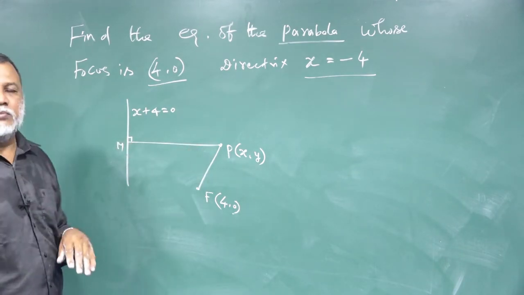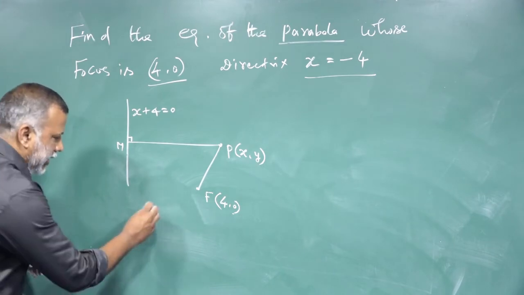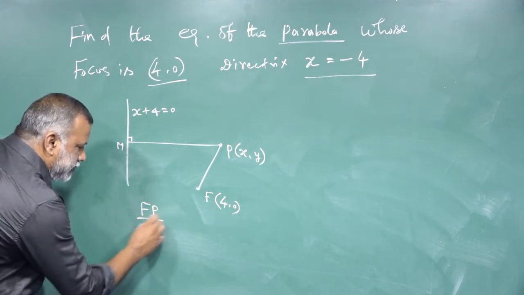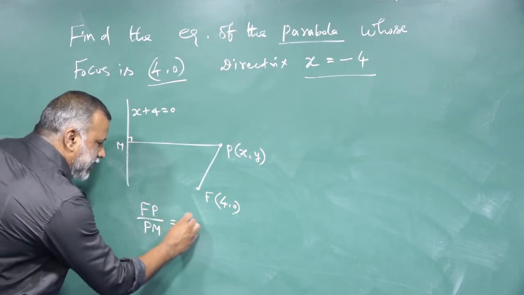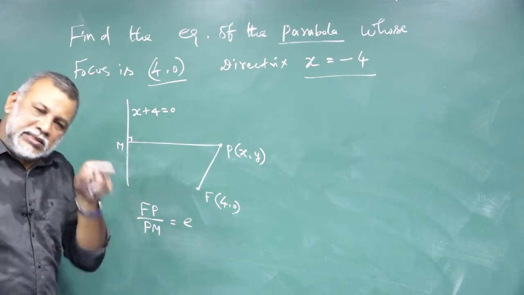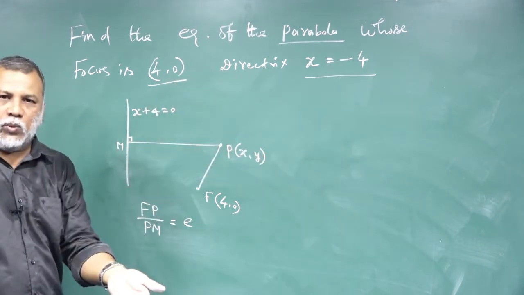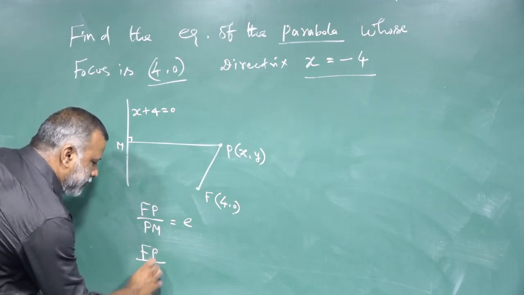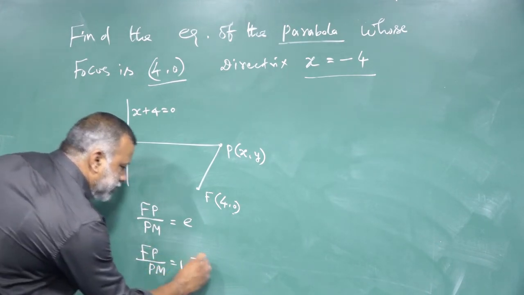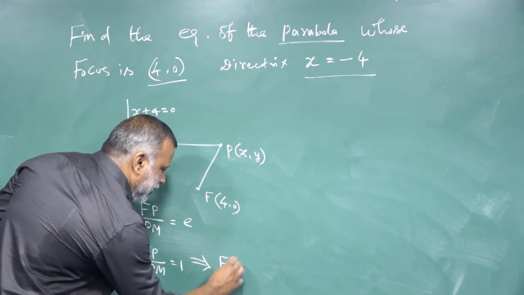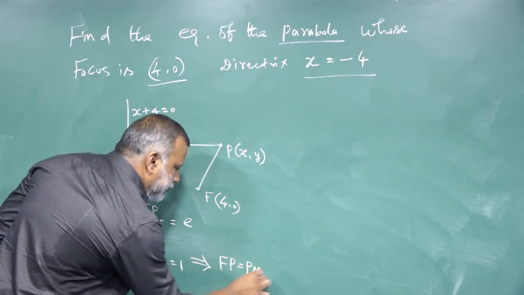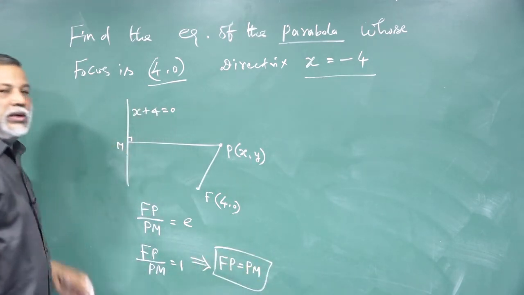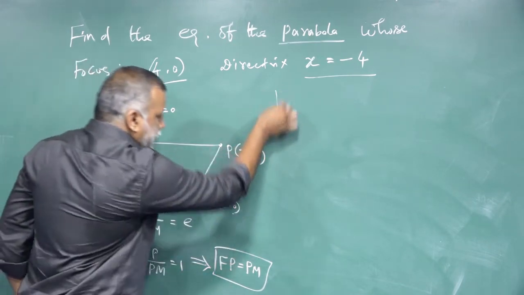By the basic definition, FP by PM equal to e. Since it is a parabola, e must be 1. So we can write FP by PM equal to 1. So I can say FP equal to PM. FP equal to PM.